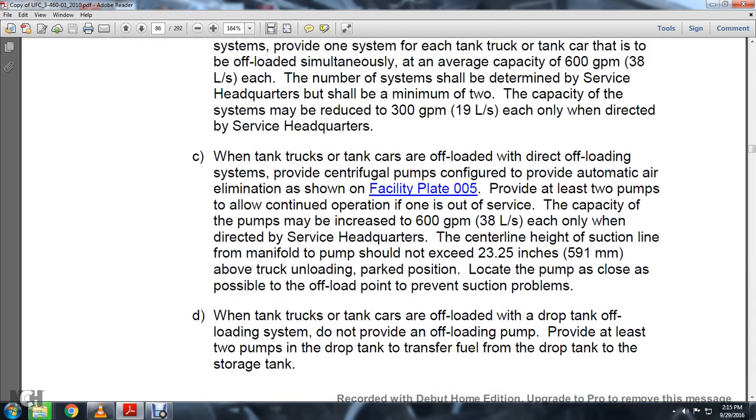When tanker trucks or tanker cars are offloaded with the direct offloading system, provide a centrifugal pump with automatic air elimination, shown in facility plate 005. Provide at least 2 pumps that can also be used in operation. If directed by the service, the capacity of the pumps is increased to 600 gallons per minute within each of the other, as directed by the service headquarters. The center height of the suction line with the manifold to the pump should not exceed 23.25 inches above the truck unloading parking position. Locate the pump as close as possible to the truck offload point to prevent suction problems.